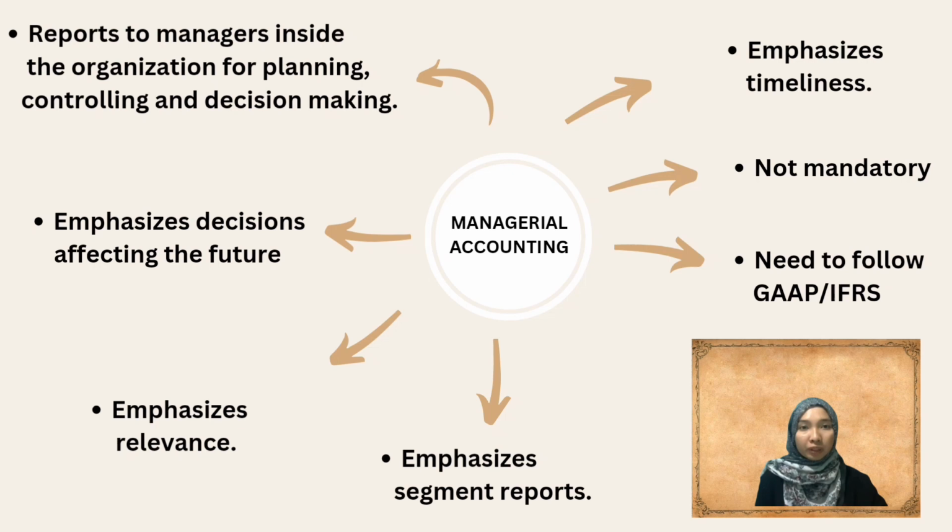It helps the management. It is the part of accounting that helps managers in making decisions. Providing accounting information is called management accounting. Management accounting is a special branch of accounting. It is a modern and scientific innovation of accounting. Other than that, managerial accounting helps to emphasize decisions affecting the future, relevance, timeliness, and segment performance.